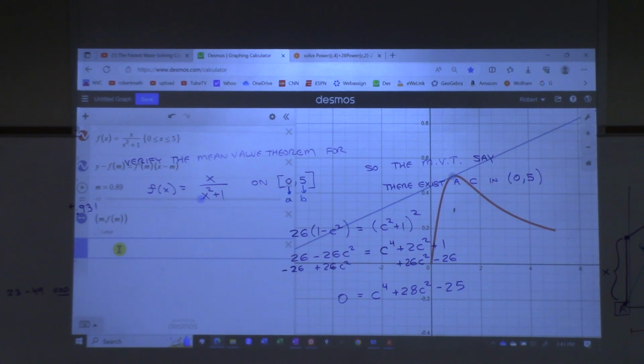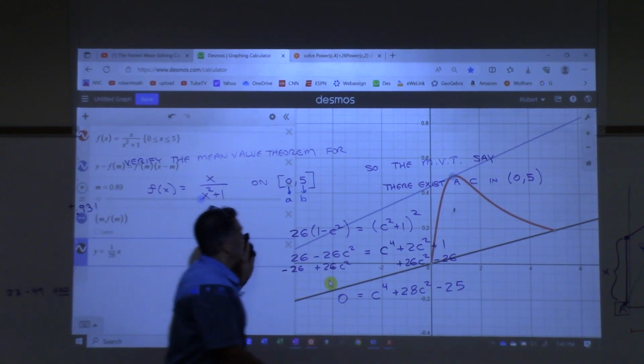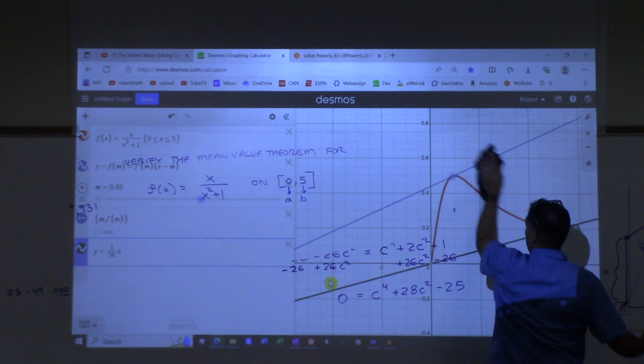So let me go. There we go. So that's the part of the secant line. Do I need to erase some of that? I'm sorry. Forgot I had all that stuff there.